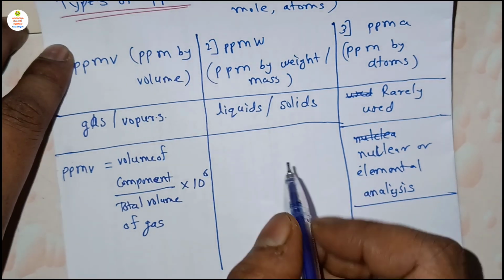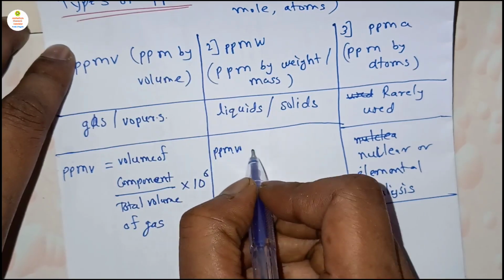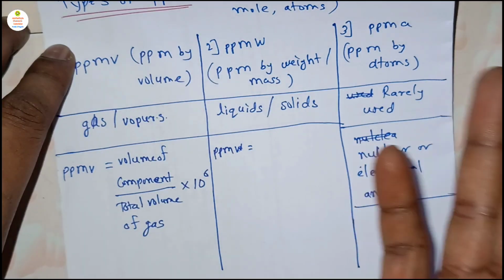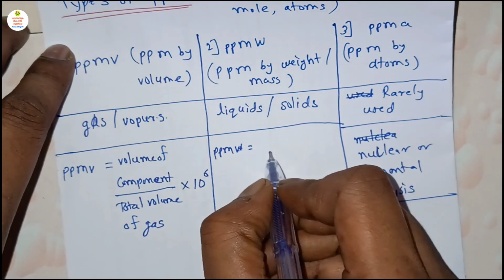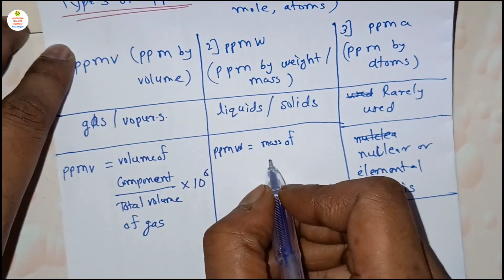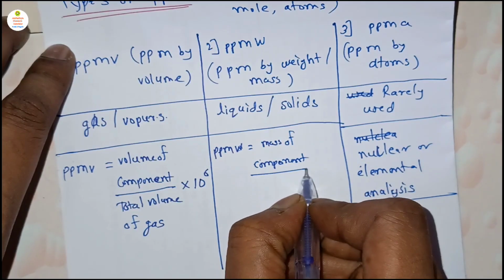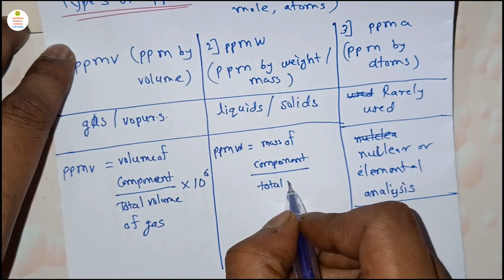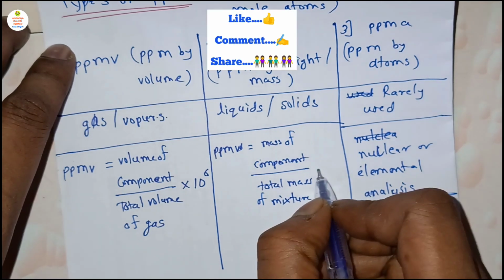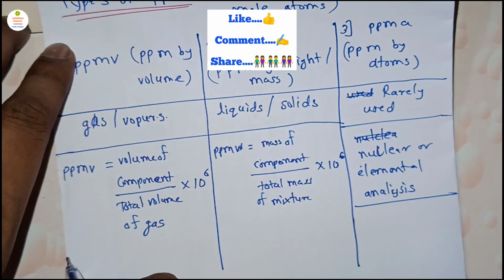This is the formula. And for ppmw, it is mass of component upon total mass of mixture into 10 raised 6.